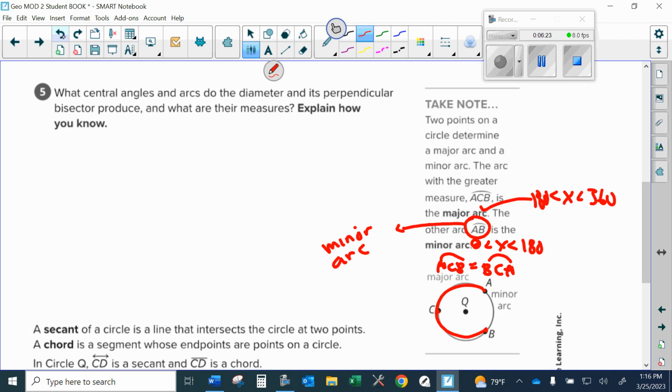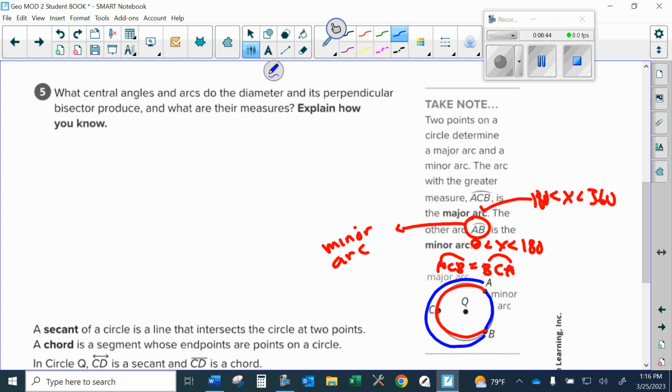Okay, and less than 360. Whereas arc AB is a minor arc. Whatever that length is between that. So we cannot call AB, this is not going to be AB, because it can go either direction, but AB, if it's only got two letters, has to be the minor arc.